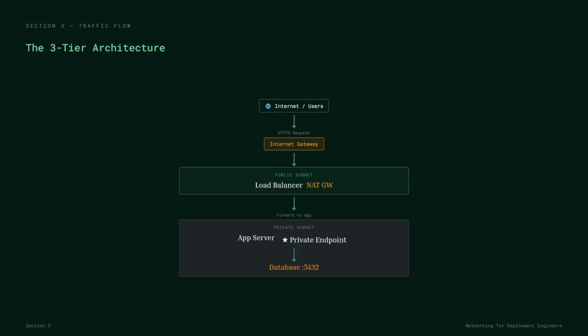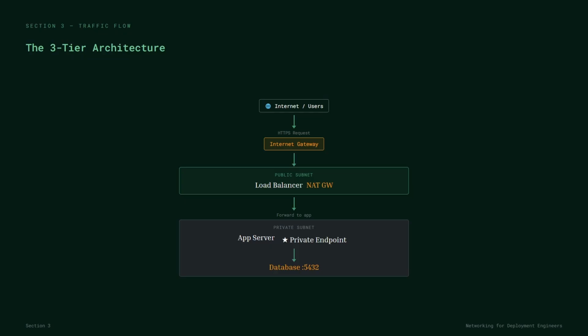Users on the internet make a request, it hits your domain, DNS points it to a public IP. That public IP is your load balancer in the public subnet. It receives the request through the internet gateway. The load balancer forwards the request to your application server in the private subnet. The app server processes it.